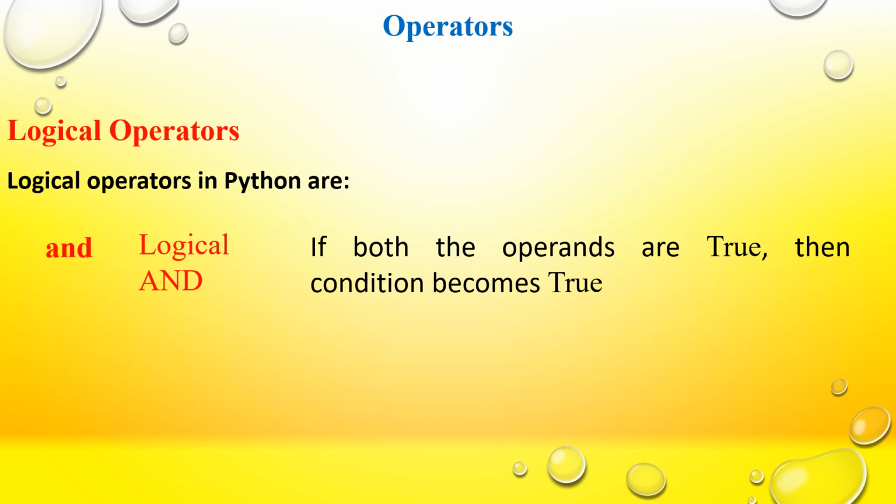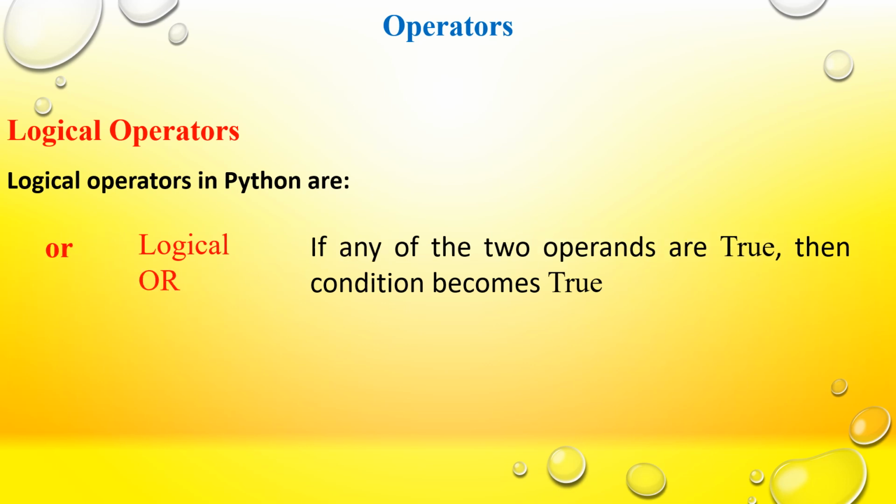The first logical operator is AND, called the logical AND. If both the operands on either side of the operator are true, then the condition becomes true. In all other cases, it will be false.